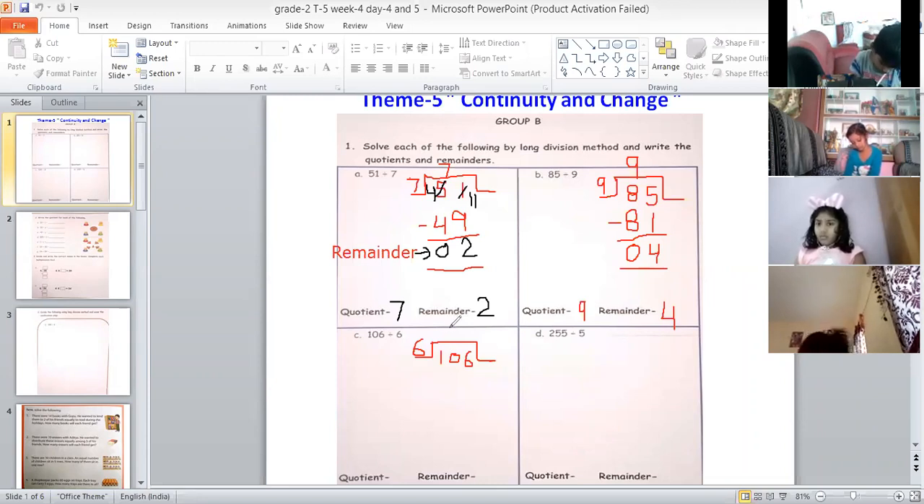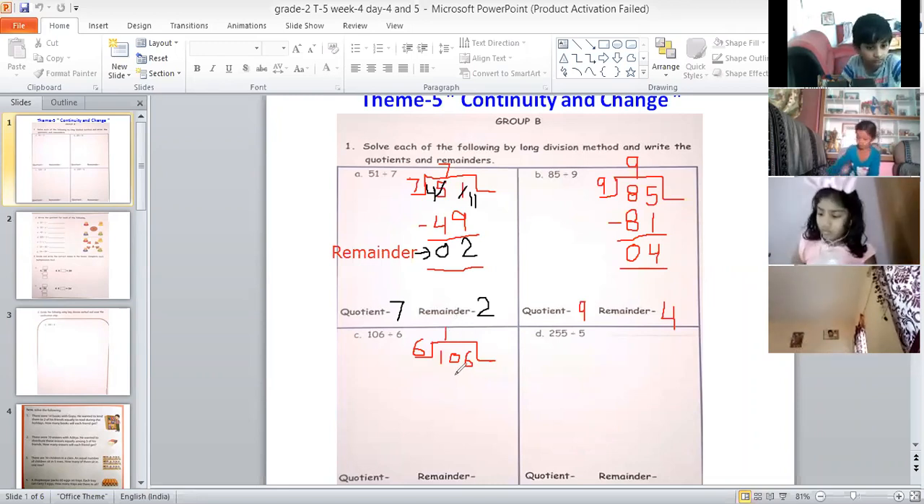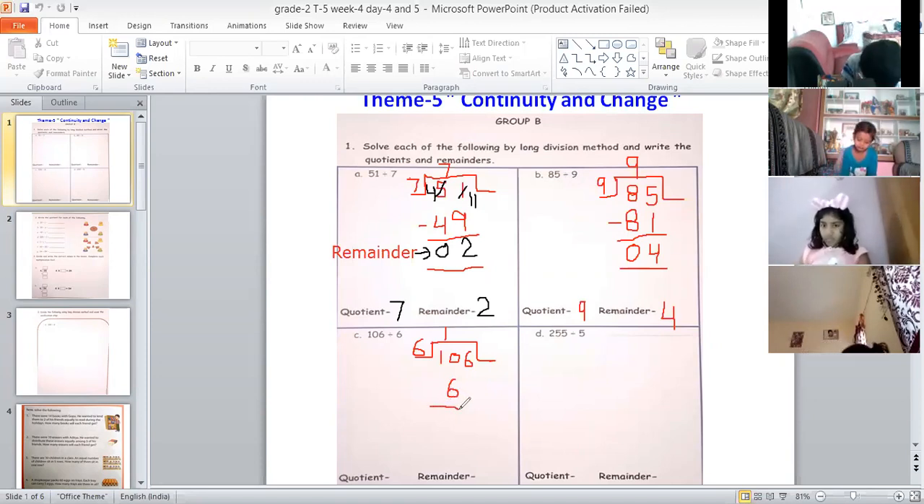Very good, Krishika. So we will write 1 at the top and we will write that 6 ones are 6. We will write that 6 below this 0. Yes, children, you will write that 6 exactly below this 0, not below 1. Okay? And then you will put a minus sign here.